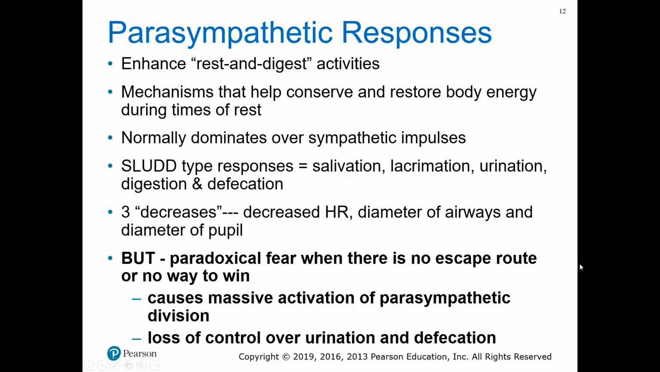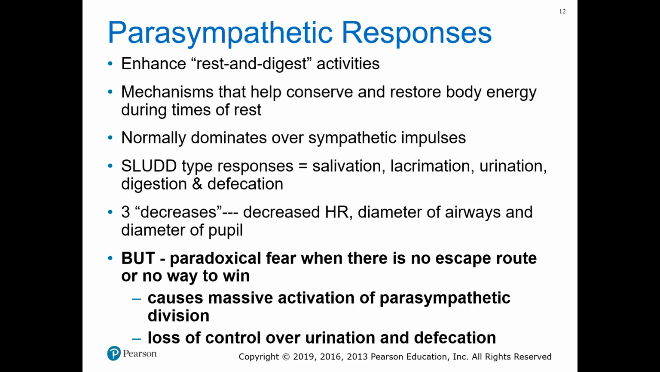Now, so what all do we do? Well, the parasympathetic responses, rest and digest. We want to do maintenance on our body. We want to repair things. Our parasympathetic side is always the dominant side. It's always easier to relax and repair than it is to get excited. So our body always chooses the parasympathetic response unless there's some sort of outside trigger.